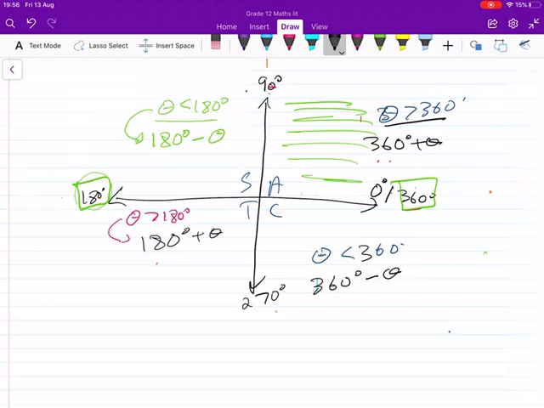Now, in the next video, because I think I'm out of time, I will be diving deep into how we apply these reduction formulas of 180 and 360 degrees. Then after doing that, I will get into the one of 90 and the one of 270. All right. Is that okay with you? Wonderful stuff.